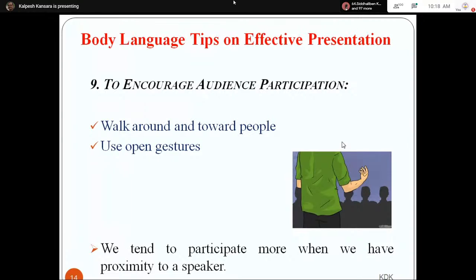You can even ask questions. You can ask rhetorical questions also. You can ask those questions which are already known to all of you, all the audience. So we tend to participate more when we have proximity to a speaker. So physical proximity also encourages the audience to participation, and mental proximity also tends to encourage the audience to participate.